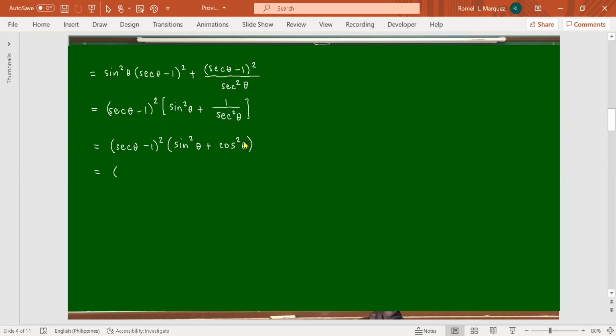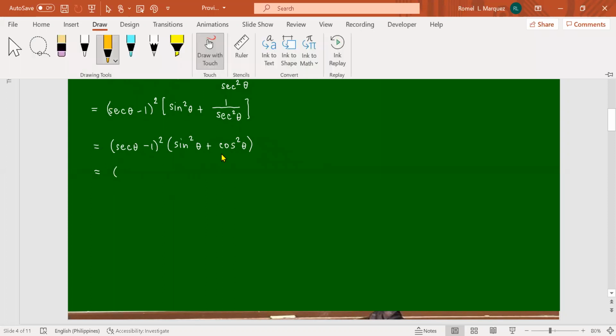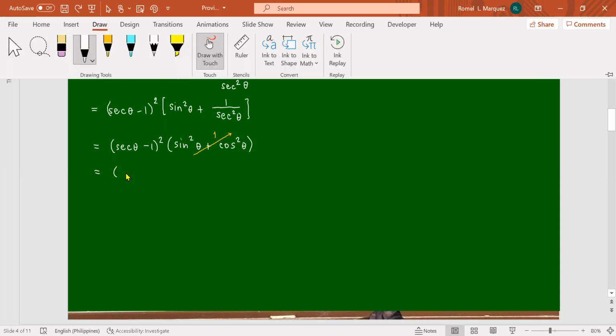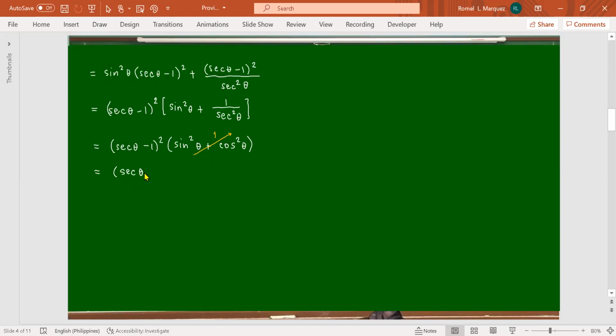What is this equal to? So that is equal to 1. So I can now cancel this, and that is equal to 1. Okay, guys? So 1 times this, I now have secant theta minus 1 quantity squared. Okay, guys? So take note, this is what we want. Now, are they now equal?